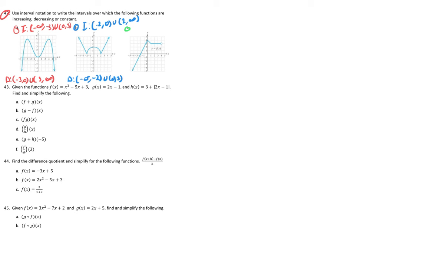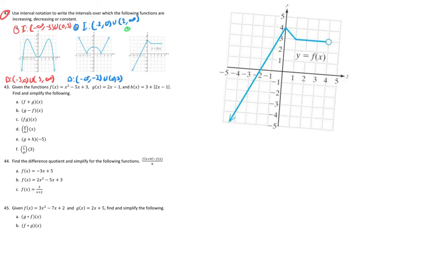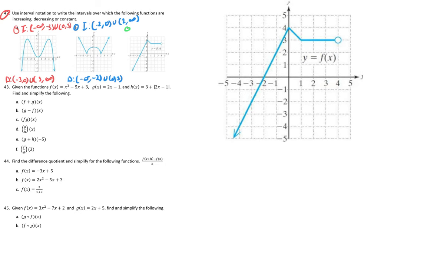Part C. Okay, again, for increasing, going up, as we're going to the right. So this chunk right here is increasing. I don't think any other chunk is increasing. So that'll be from -infinity to 0.